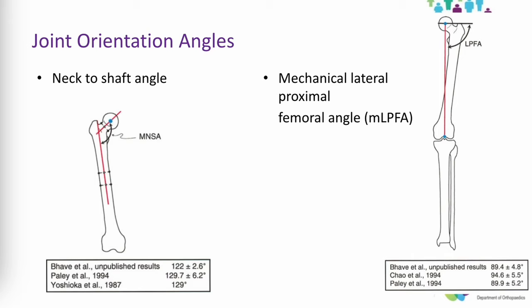The other angle is the mechanical lateral proximal femoral angle, and this is an angle between the mechanical axis of the femur and a line drawn between the proximal tip of the greater trochanter and the center of the femoral head. And this angle is normally 90 degrees.